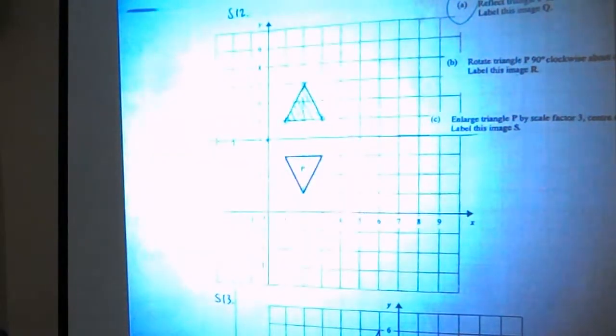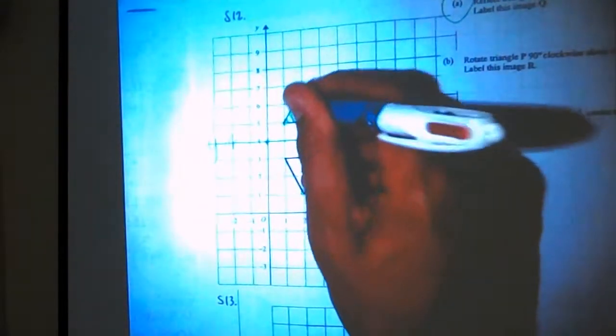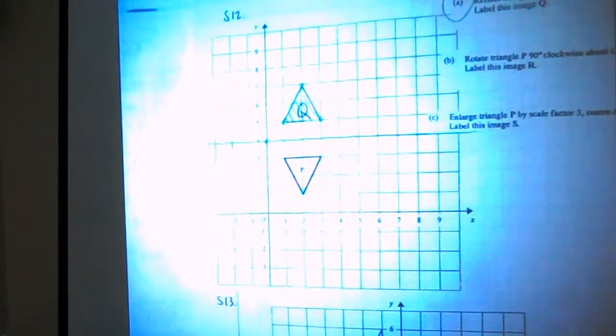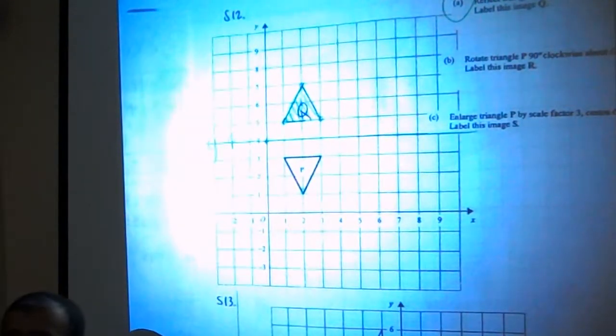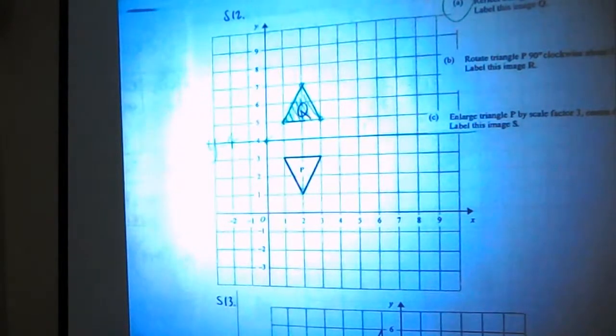Okay, it says label the image Q. I've labelled mine Q. That's the first part. That's actually a revision of last week's work, reflection we've done, and translation. Next one says rotate. We're not going to do that for right now. We can skip B for the moment, come back to it in a bit.